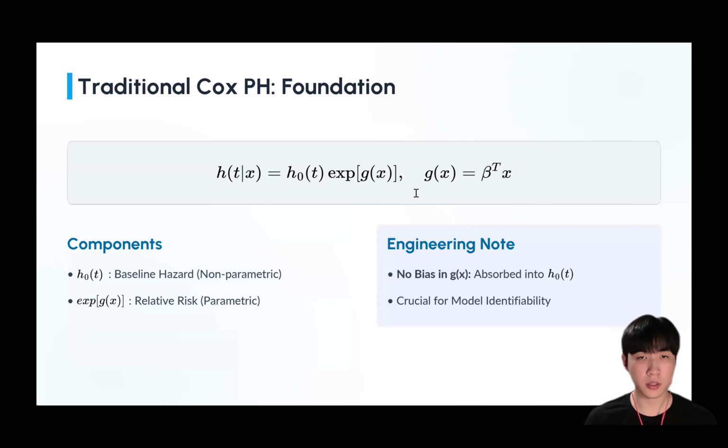Let's look at the traditional Cox model. It is the product of a baseline hazard and a linear predictor. One key engineering detail is that we do not include a bias in the linear function g(x). Mathematically, the bias is absorbed into the baseline hazard, which can hurt the model's identifiability. This is why we must remove the bias in our neural network's output layer.